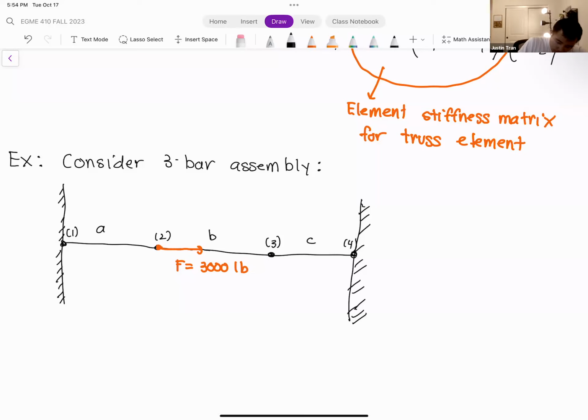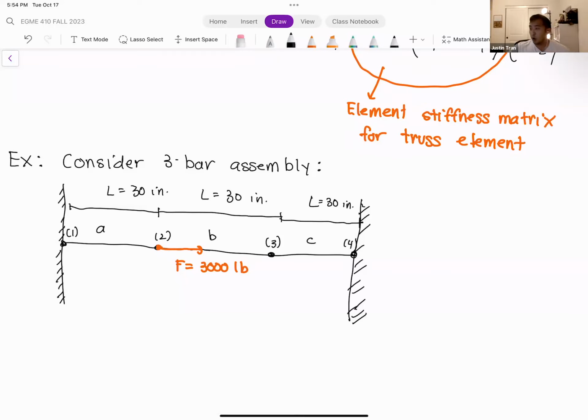We have the lengths of each of the elements too. We're going to assume that element A has a length of 30 inches. Element B also has a length of 30 inches, and element C also has a length of 30 inches. So they all have the same length.